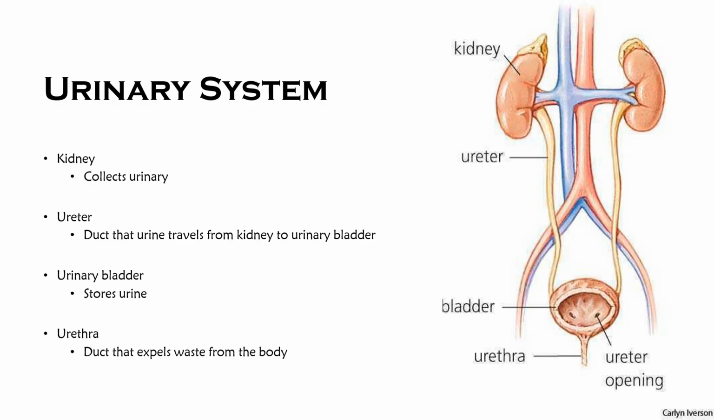So here we're just going to go through a quick rundown of the urinary system. So in the kidney is the production of urine. That urine is released into the renal pelvis, and then it goes through the ureter, and the ureter is just a duct that the urine travels from the kidney to the urinary bladder. The urine is then stored in the urinary bladder, and then once it comes time, that urine is expelled through the urethra.